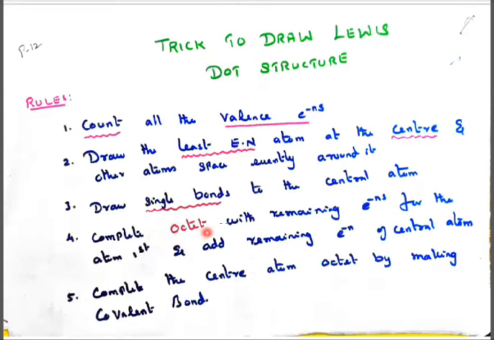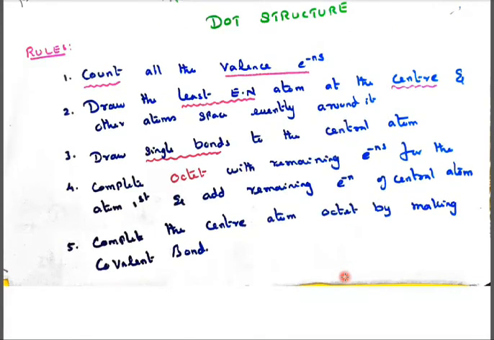Then complete the octet with the remaining electrons for the outer atoms first, and add the remaining electrons to the central atom. Complete the central atom's octet by making a covalent bond.